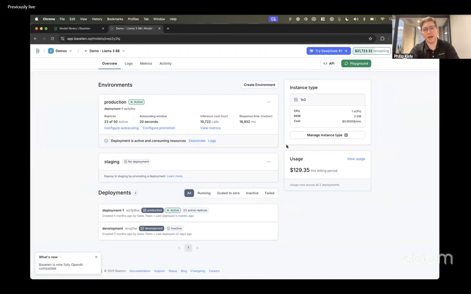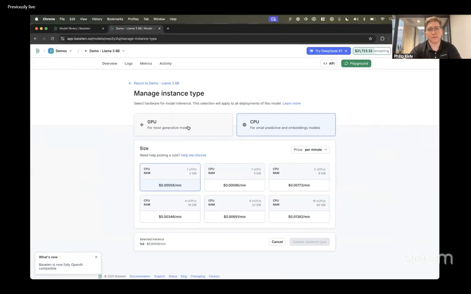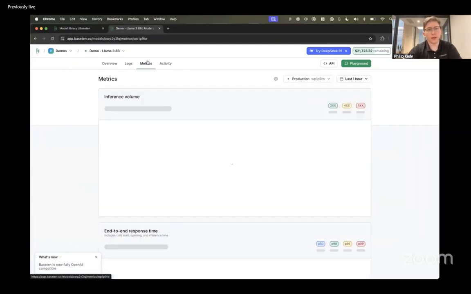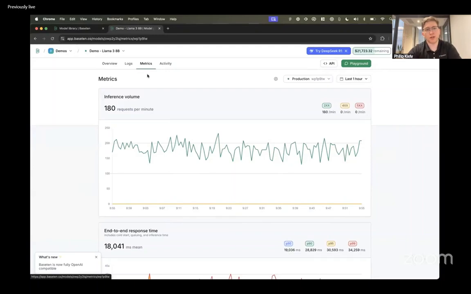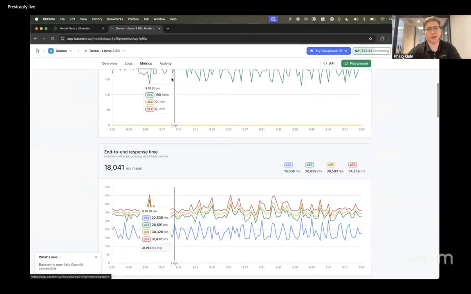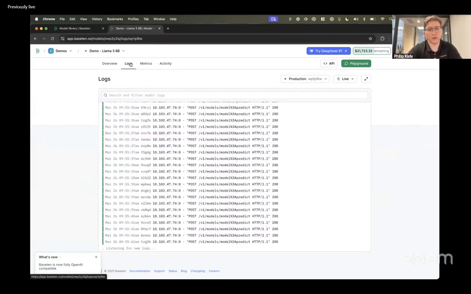And you have information on your instance types. You can select different CPU and GPU instances, H100s, H100 MIGs, all that kind of stuff. You also get some metrics showing your inference volume coming in, your response times, that kind of stuff, as well as nice-to-haves like activity logs and logs for your actual inference requests as they come in.